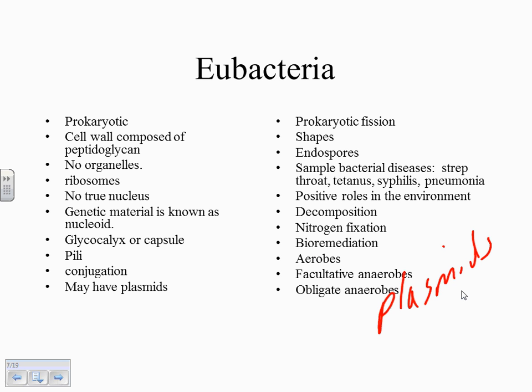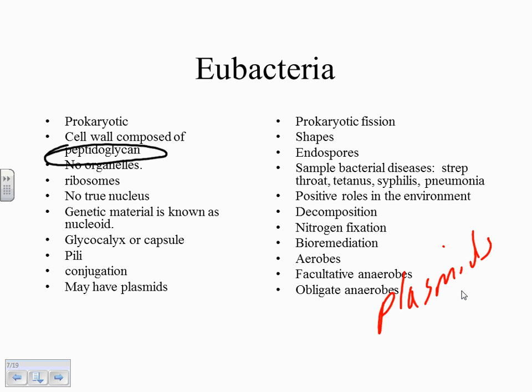Their cells have a wall, which I skipped a second ago. And eubacterial walls are made of a pretty distinct chemical called peptidoglycan. Part sugar, part protein. And the walls there are mostly to protect them from what? What do walls mostly protect cells from? Bursting, from water pressure, turgor pressure. It can also block certain things from getting into the cell, but mostly it's there for water.